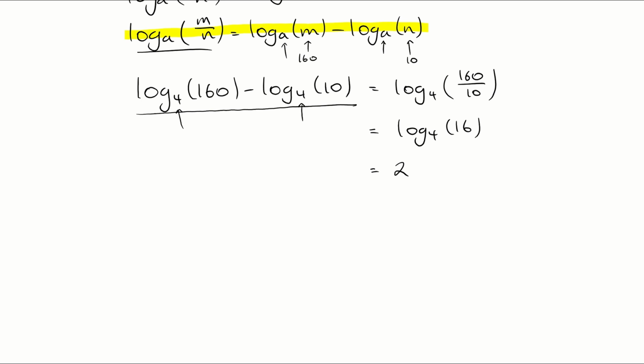So we've looked at the additive rule, the subtractive rule, or the difference rule. Finally, we've got one more rule. So this one is called our power rule, which is a little bit different. So let's let log to the base a of m to the power of k be equal to x. Then, if I was to convert this back into the index form, I would see that a to the power of x is equal to m to the power of k.